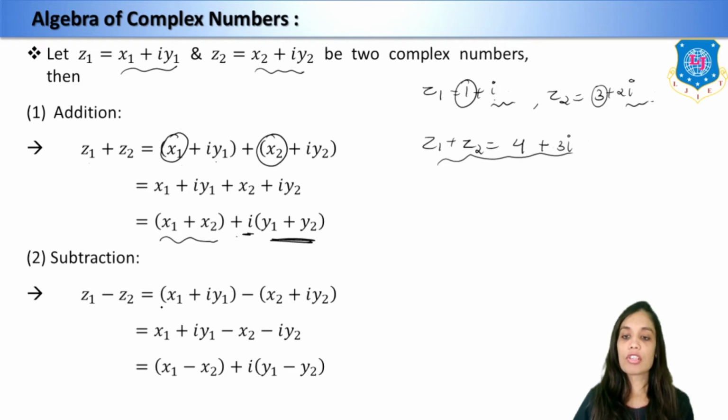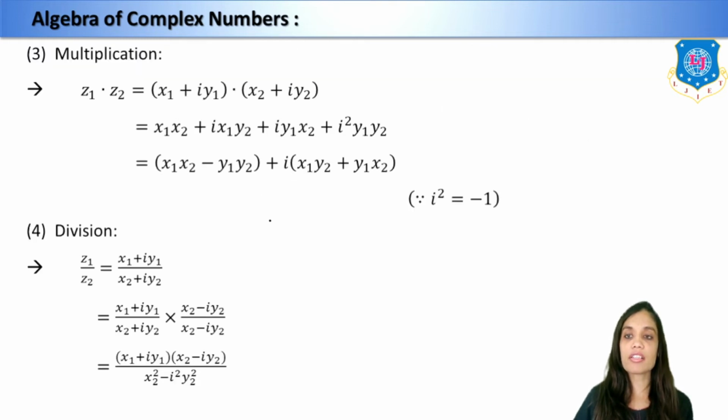Now subtraction. Again you have to subtract the real part and imaginary part separately. So z1 minus z2 will be x1 minus x2 plus i times y1 minus y2. Using this example, let us similarly find z1 minus z2. First subtract the real part, so 1 minus 3, the answer will be minus 2. And next, i minus 2i, so the answer will be minus i. Right? So this is the subtraction of two complex numbers.